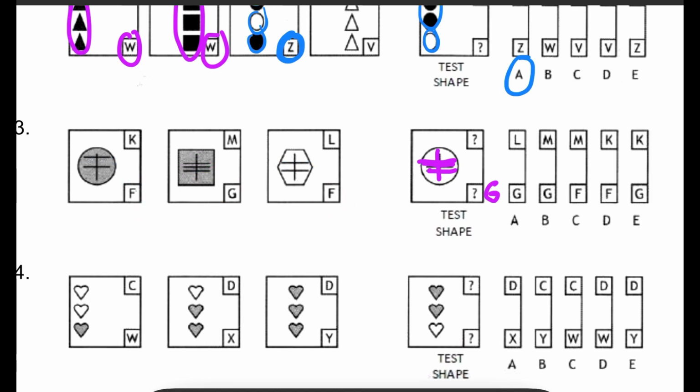Now the first letter is different in all of them because we've got three different shapes. So we've got a circle, then we've got a square, then we've got a hexagon. So this is a circle, which matches this one. And the first letter here is a K. So it's going to be a K, KG. So the answer is E.